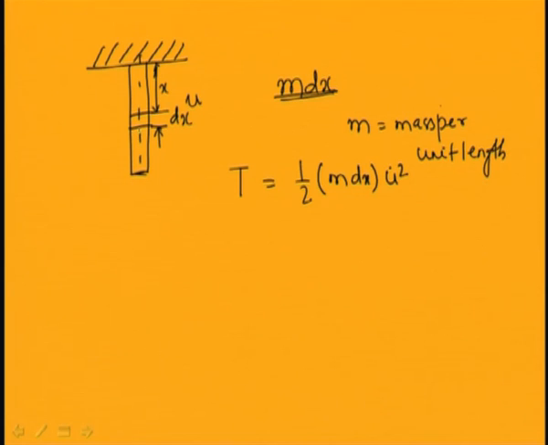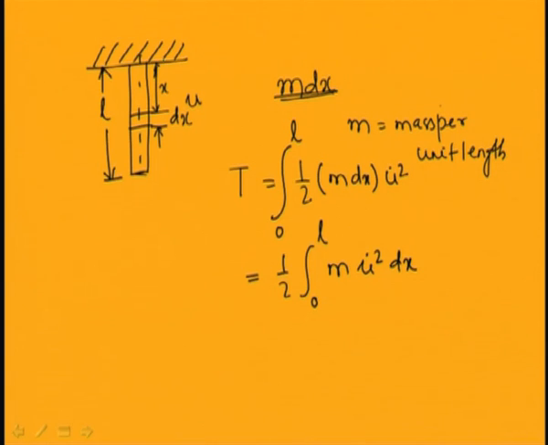The kinetic energy for the total beam will be the integration of this from 0 to L for the total length of the beam, where L is the length of the beam. So the total kinetic energy equals half integration 0 to L of m u dot square dx, where u dot is the velocity at this section, which is at a distance x from the fixed end.